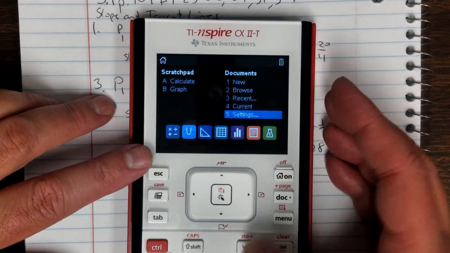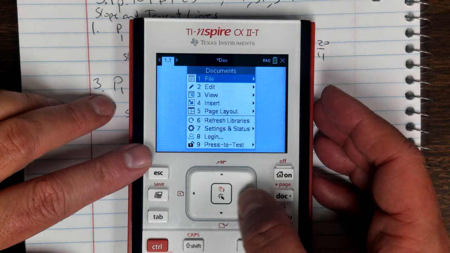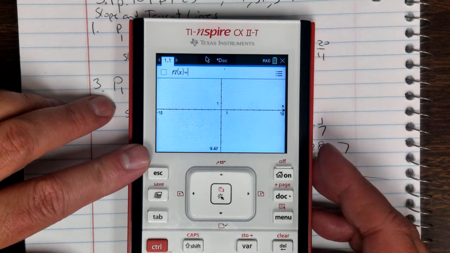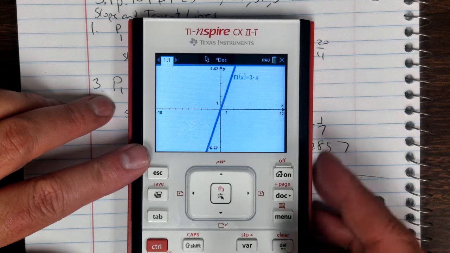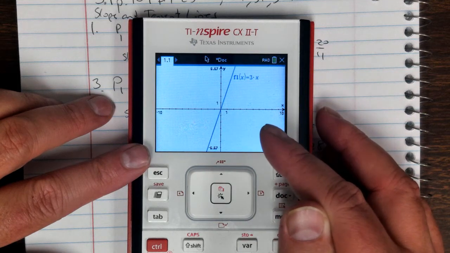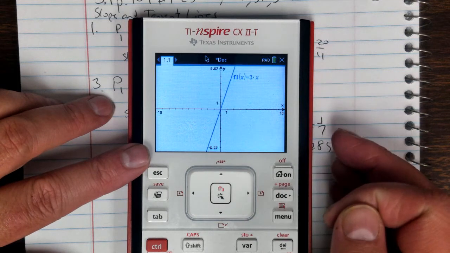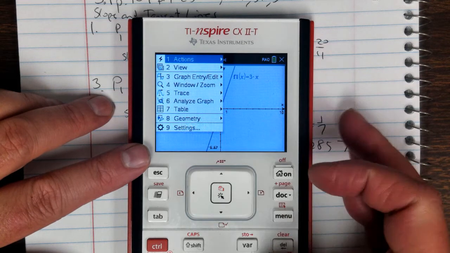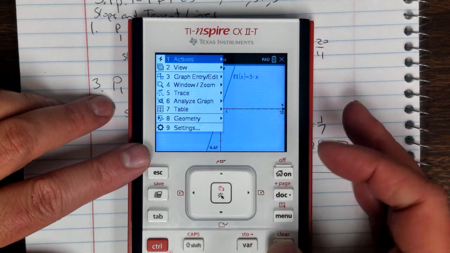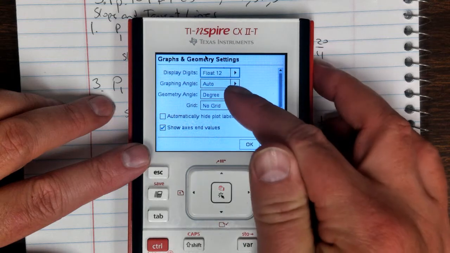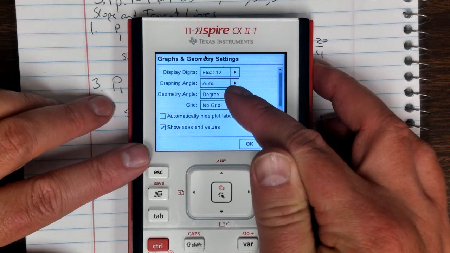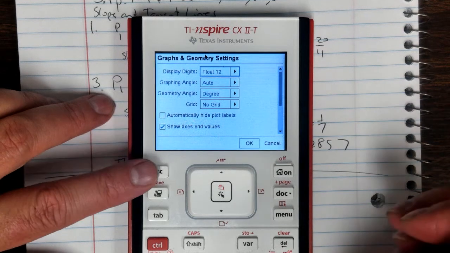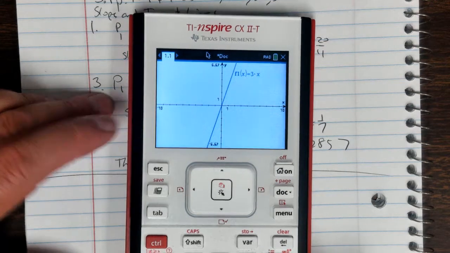And then one more setting, if you were to graph something, let me just do a very simple graph. Sometimes you would do an intersection and only a couple of points would show up. And so make sure you have these settings. So you go menu and then these settings, and make sure you're doing float 12 also. And that's the main thing I wanted to show you as far as settings.